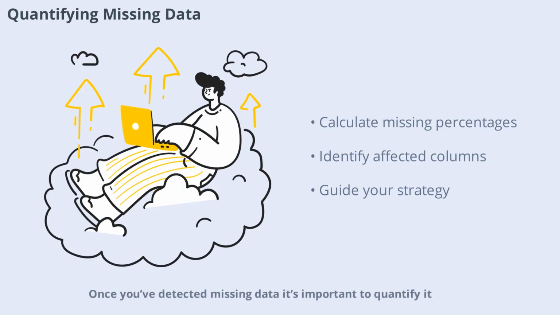Once you've detected missing data, it's important to quantify it. This means calculating how much data is missing and where it occurs. You can compute the percentage of missing values for each column or row. High percentages might signal a bigger problem, while small gaps could be easier to handle. Quantifying missing data helps you decide whether to remove, impute, or otherwise address the gaps. It also provides transparency when reporting your analysis.